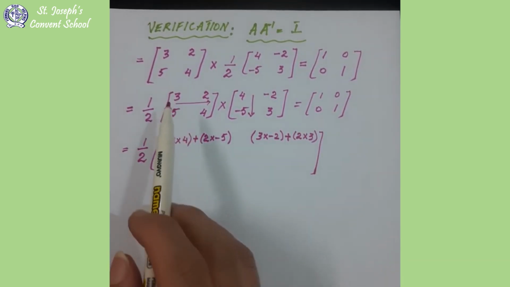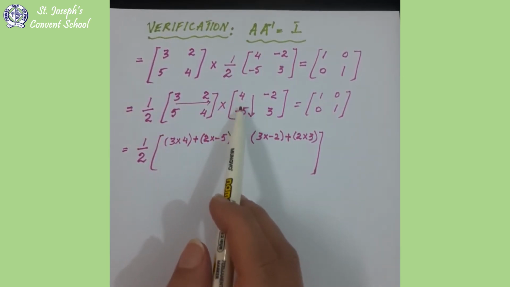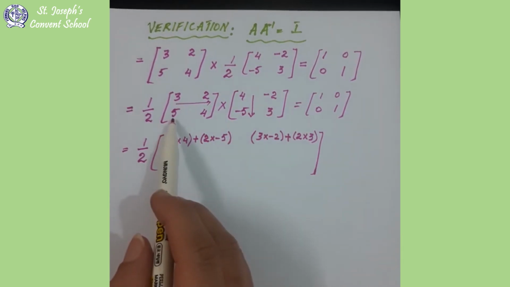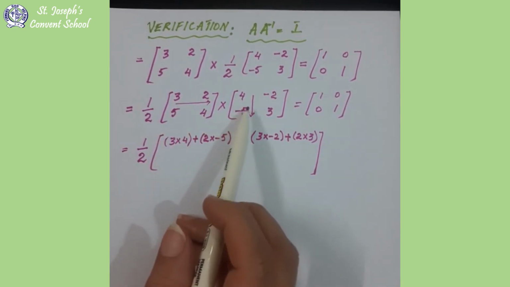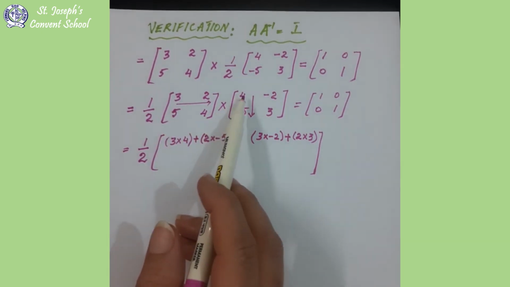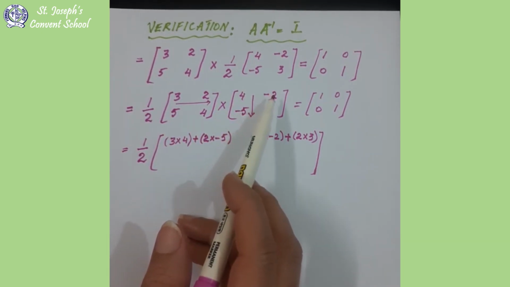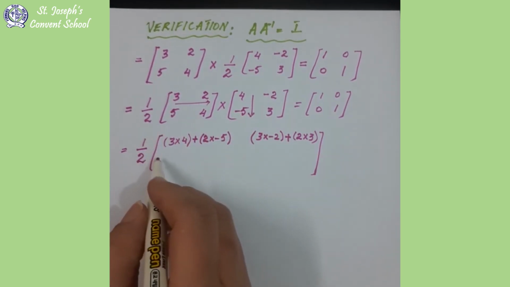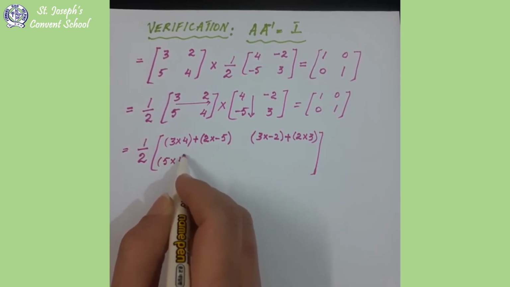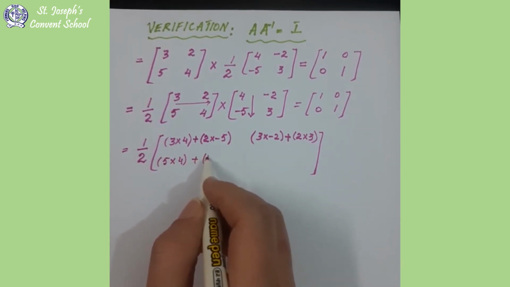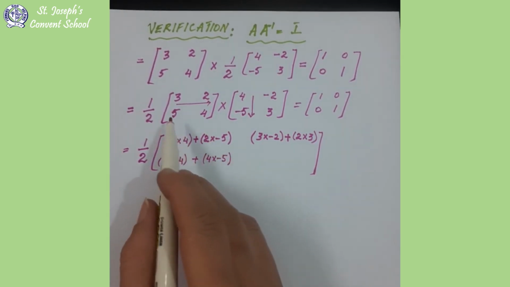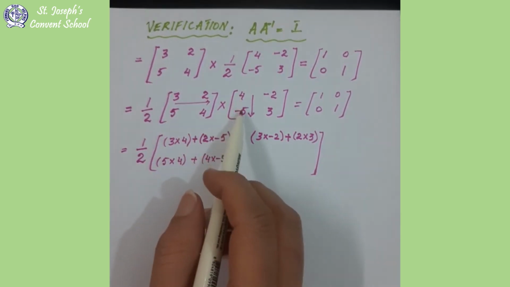What we have done? First row into first column, then into second column. Now we will take second row into first column, into second column. Okay, second row into first column and into second column. First element into first: 5 into 4 plus 4 into minus 5. We are taking this row now, row into column.